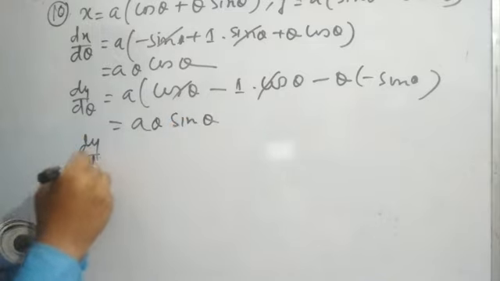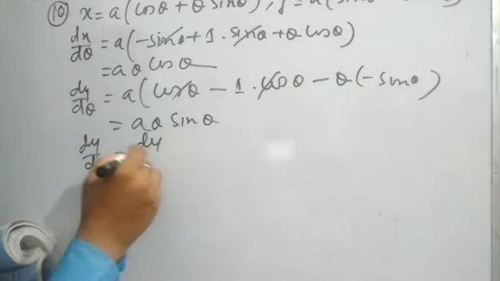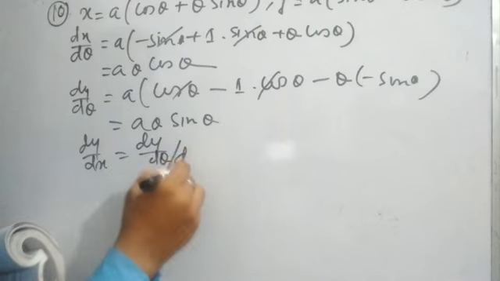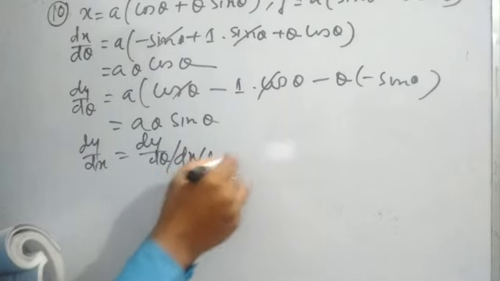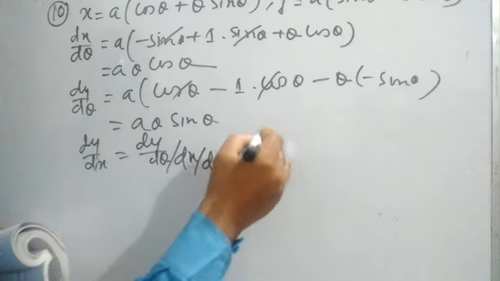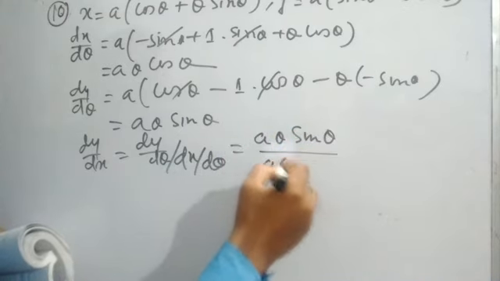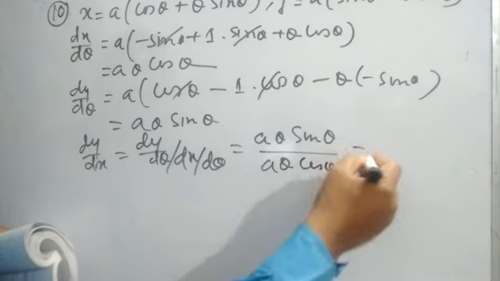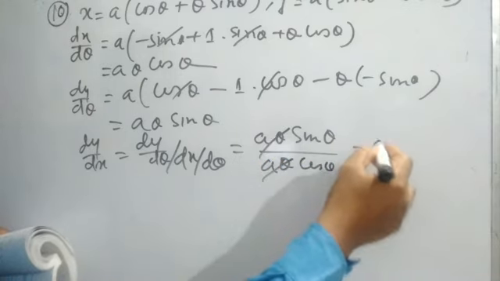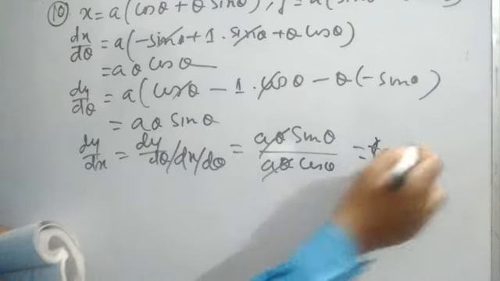Then dy/dx is equal to dy/dθ divided by dx/dθ. We get a θ sin θ by a θ cos θ. The a θ cancels, and that is equal to tan θ. That is the result.